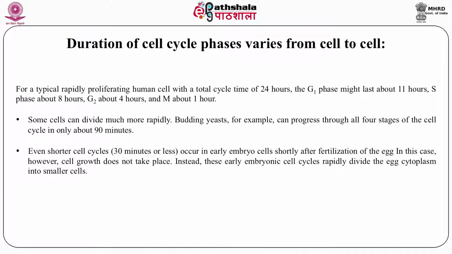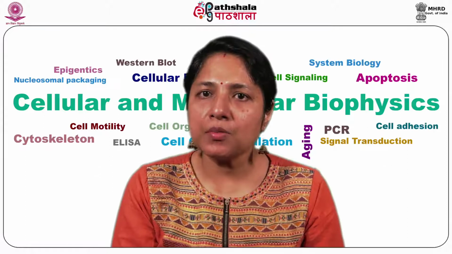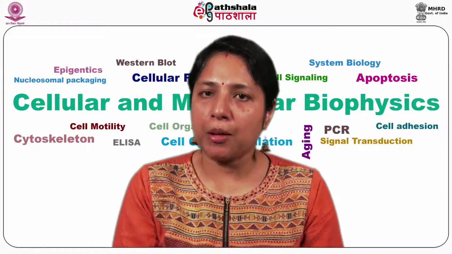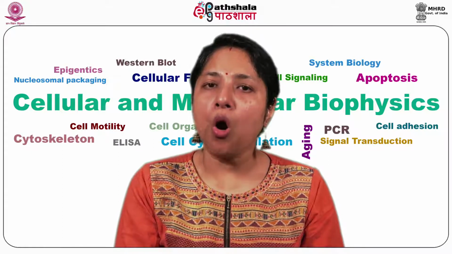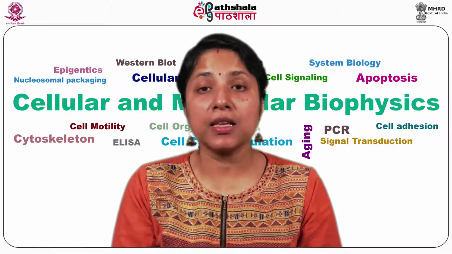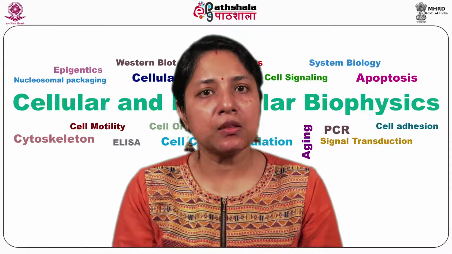For a typical rapidly proliferating human cell with a total cell cycle time of 24 hours, the G1 phase lasts a maximum of 11 hours, S phase is 8 hours, and then mitosis takes within 1 hour. Some cells can divide much more rapidly. Budding yeast, for example, can progress through all 4 stages of the cell cycle in only 90 minutes.